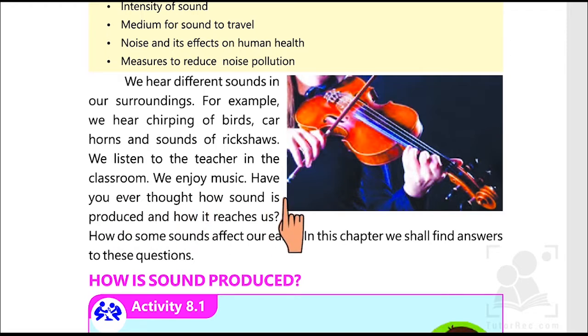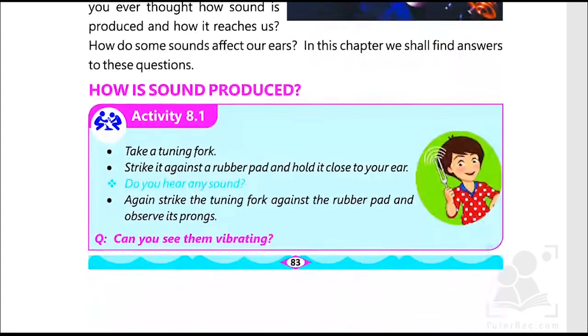Have you ever thought how sound is produced and how it reaches us? How do some sounds affect our ears? So in this chapter we shall find answers to these questions.